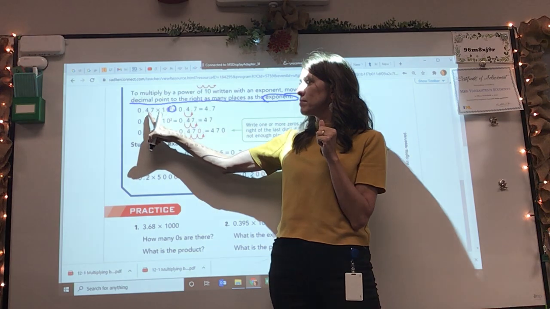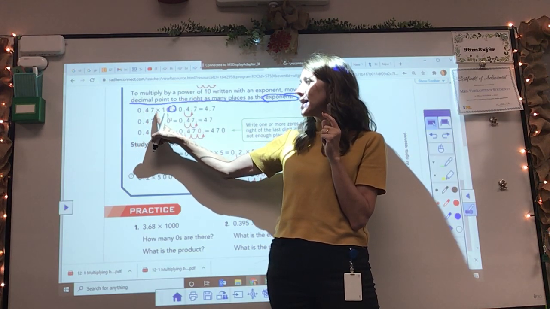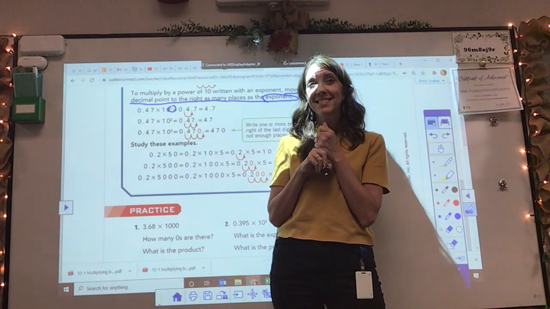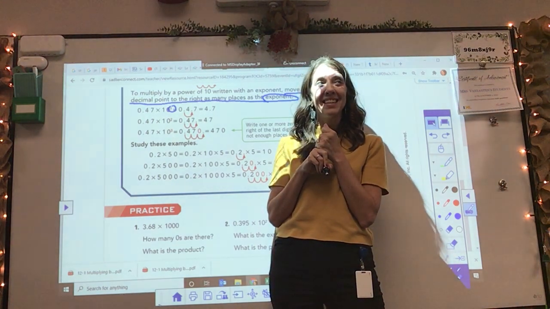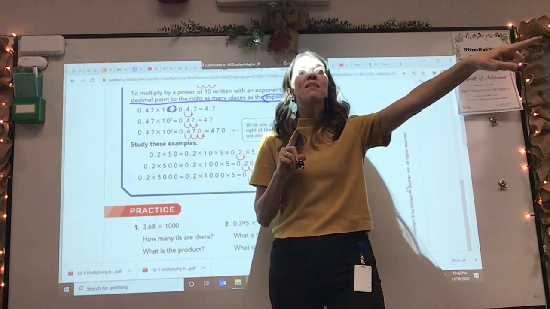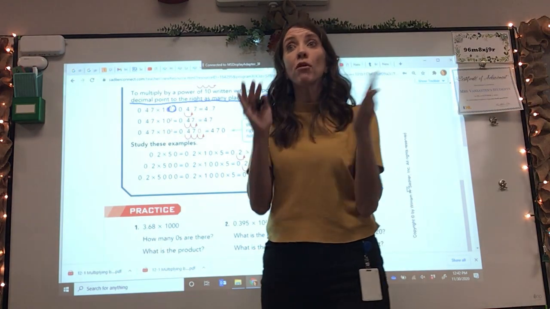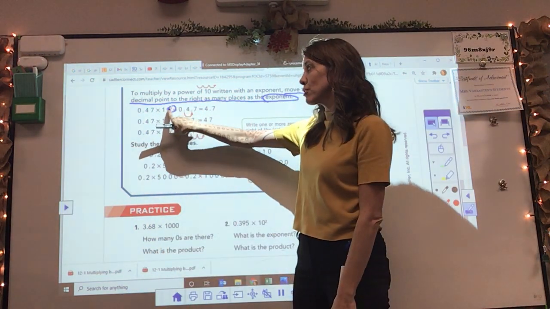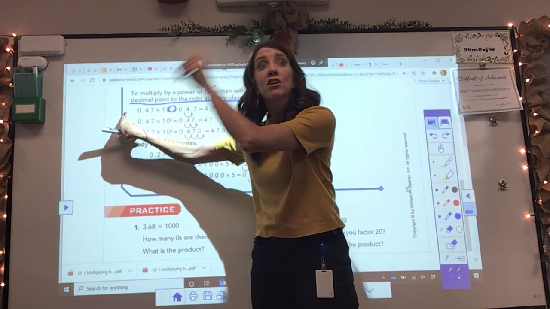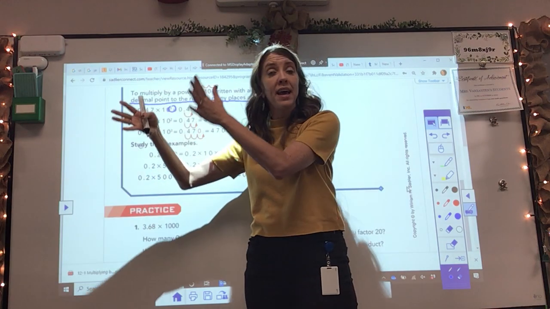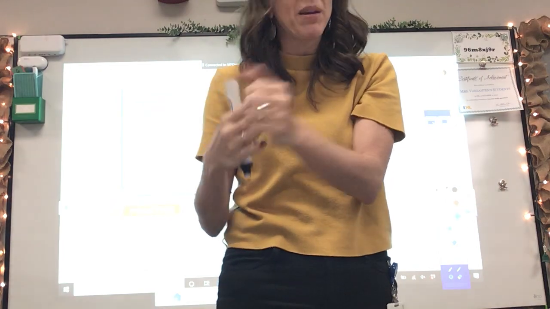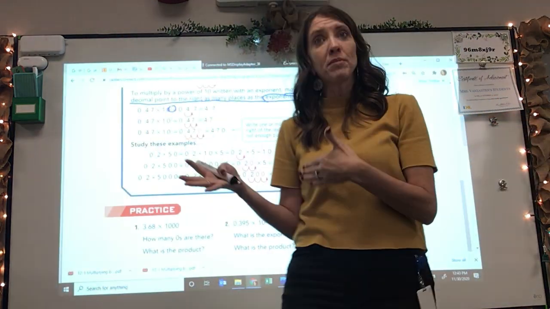What would I do to this? What if I'm dividing by 10 to the first power? What do you think I'm going to do? Ideas, Charlotte? Move the decimal point to the left. You're right, because dividing is the opposite of multiplying. So if you're going to divide by 10 to the first power, all you're going to do is take that decimal point and move it to the left 1 spot, which makes it 10 times smaller. That's going to be tomorrow's lesson, which will be very easy because you're going to do the exact same as today, but the opposite.